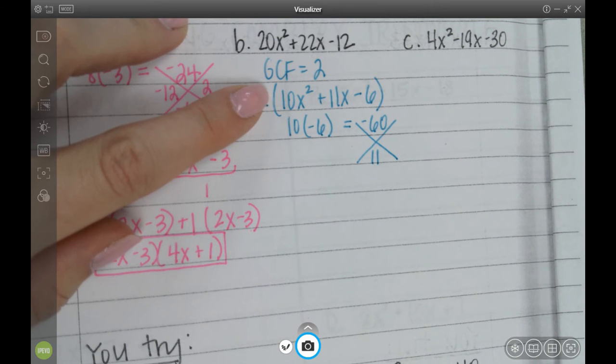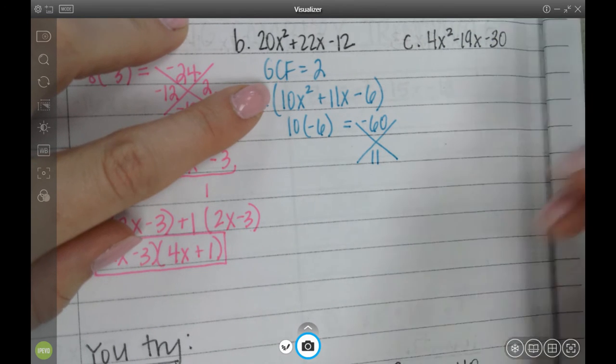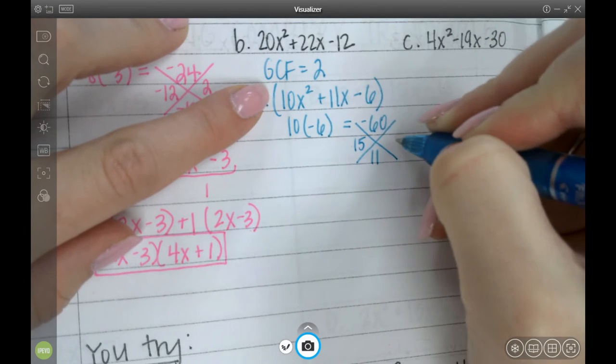Anybody know that one off the top of your head? No, it's really early for math today. I'm going to go with 15 and negative 4.